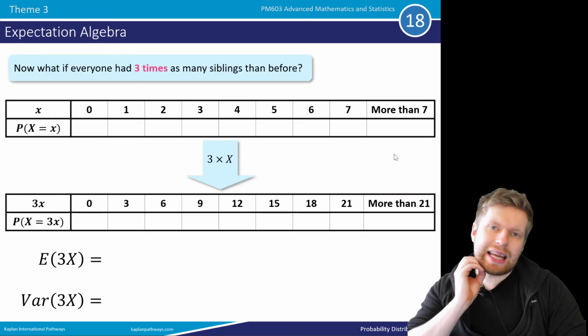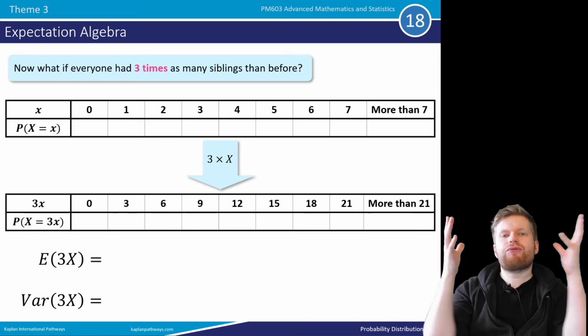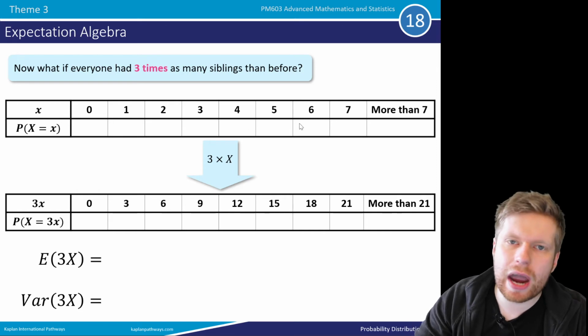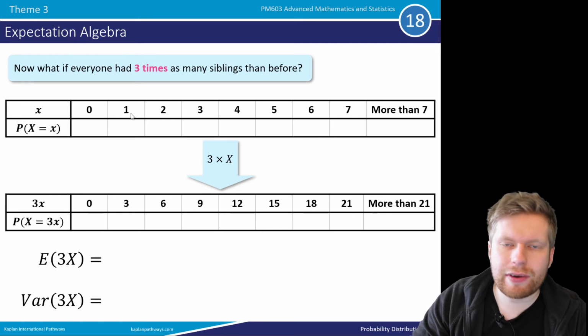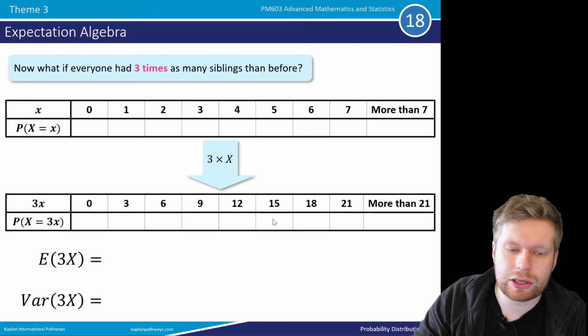All right, fine. Now if we ask the question, well, instead of moving it to the right by 2, what happens if they have 3 times as many siblings as they did before? In other words, we're taking this random variable and multiplying it by 3. So instead of having 0, you still have 0. Instead of having 1, you now have 3. Instead of having 2, you now have 6 siblings. Instead of having 3 siblings, you now have 9, etc., etc.